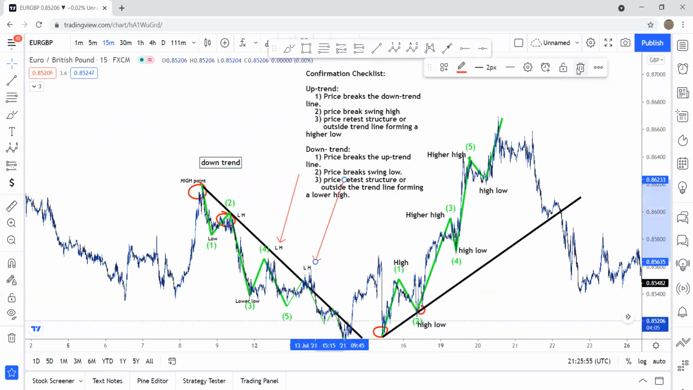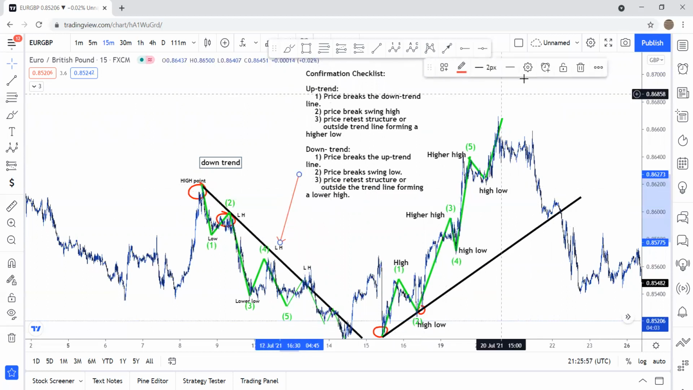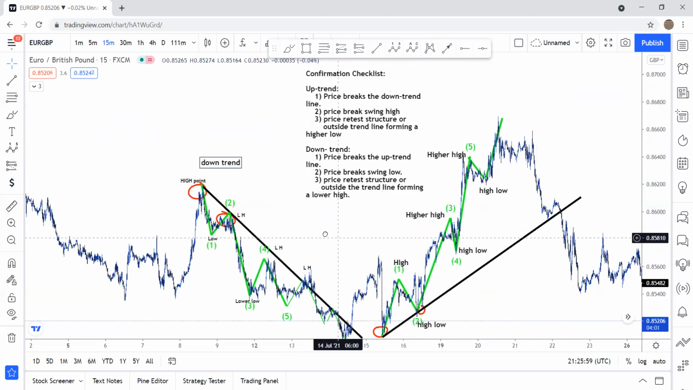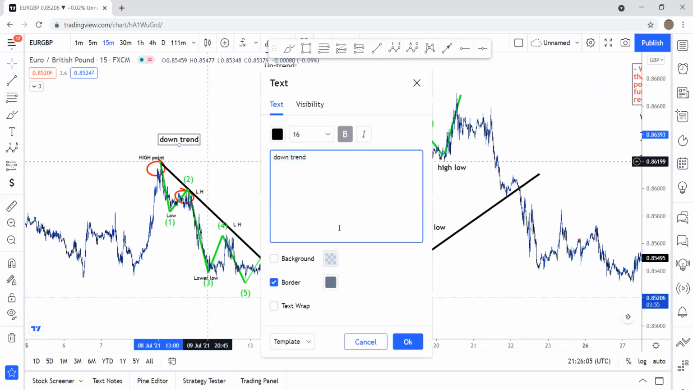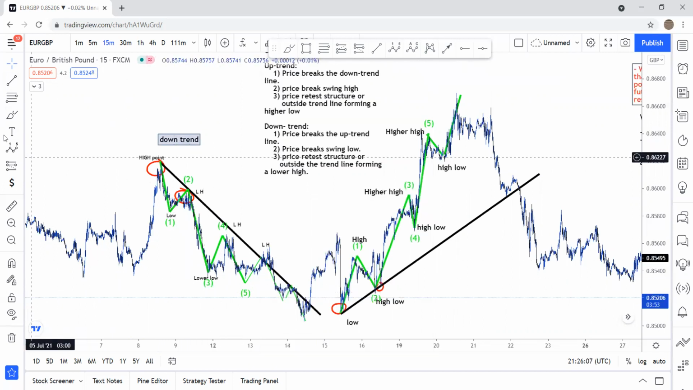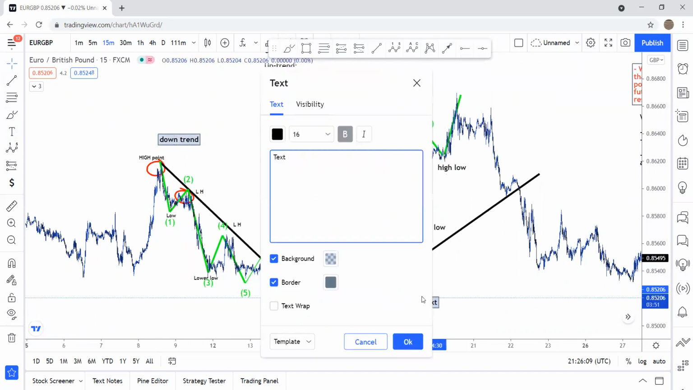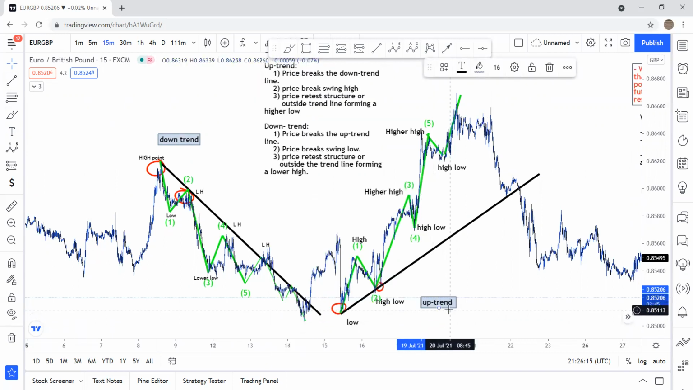Delete these arrows. Let's clear this up a little bit. Now, let's look at an uptrend. This is an uptrend example over here, okay? So right here, this one right here is a downtrend example. And let's look at an uptrend example.